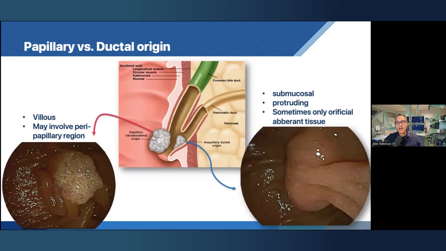Now, how about the origin of these lesions? There are two types of papillary lesions, papillary and ductal origin. The papillary lesions originate from the papillary mucosa, and they may appear villous and may involve the peripapillary region. The intraductal variants may appear as submucosal lesions, usually are protruding, and sometimes you can only see some tissue protruding from the ductal orifice.